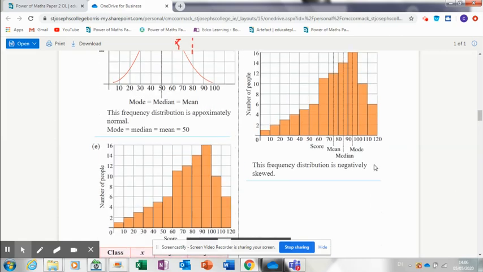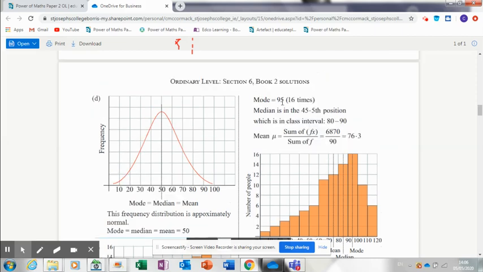Right, that's my mean. How do I get my mode? Well, I look at the tallest one here, and that's the block 90 to 100, so I take the middle between 90 and 100, which is 95, so that's my mode. How do I get my median?